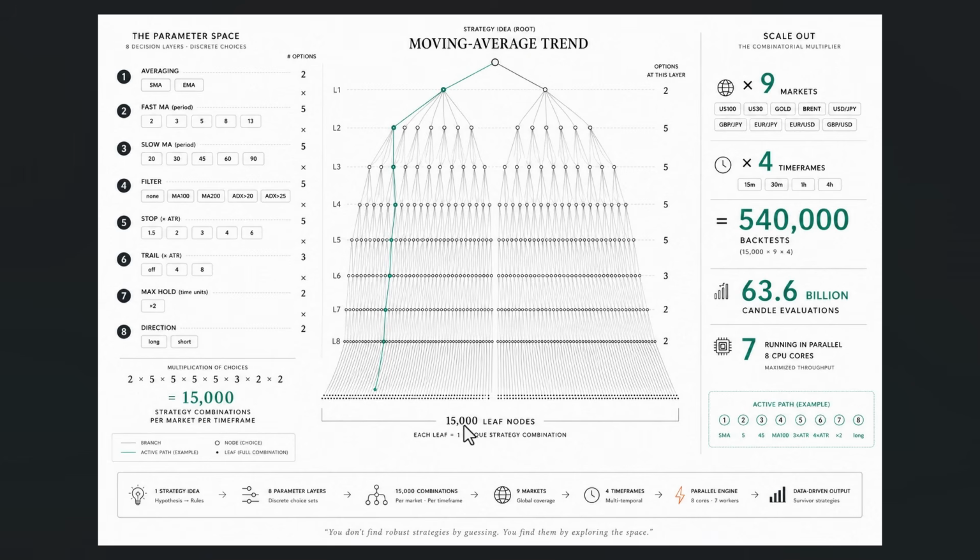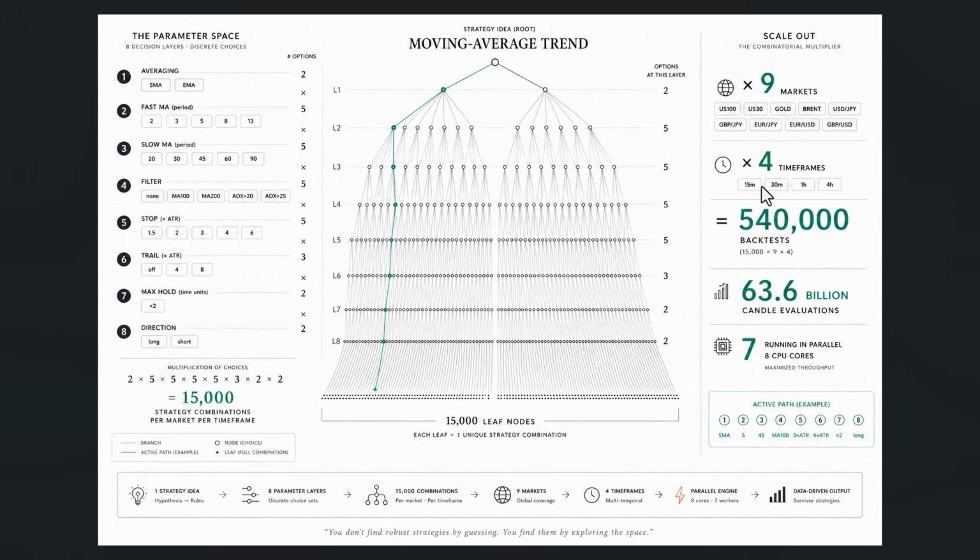And these 15,000 strategies, we're going to use on 9 different markets. As you can see here, we have the US 100, US 30, gold, Brent, USD, and some forex pairs. We're going to test it, so that's times 9.